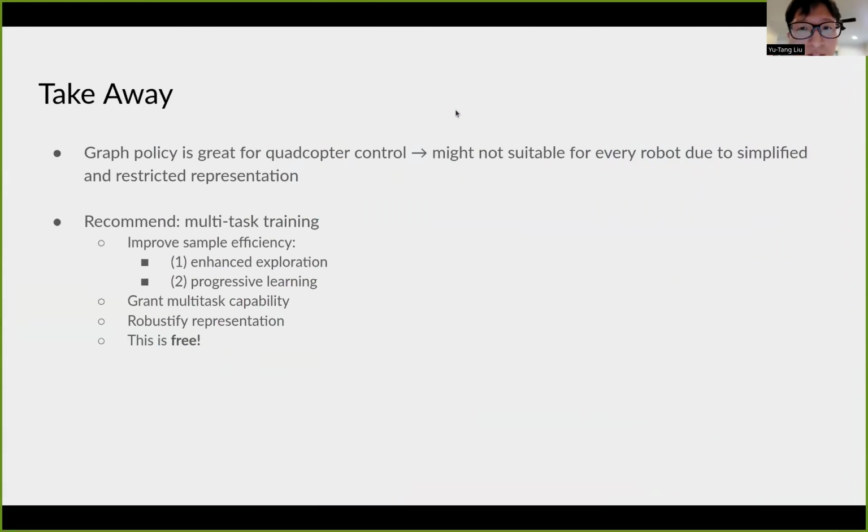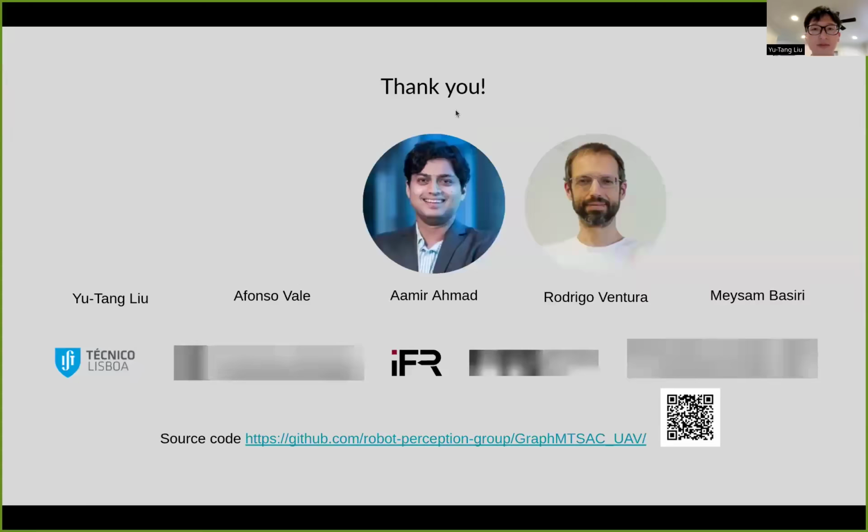While our graph-based policy performs excellently for quadcopter control, it may not be suitable for every robot due to its simplified and restricted representation. Still, doing multitask training is highly recommended. There are many benefits. First, you obtain improved sample efficiency via enhanced exploration and progressive learning. Mastering running is probably easier after walking is learned, right? You may also grant your policy multitask capability, improve its representation, and avoid overfitting and such. And best of all, it comes for free. No additional computation is required.